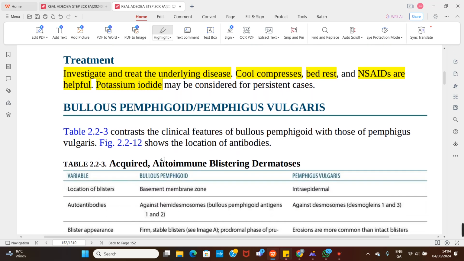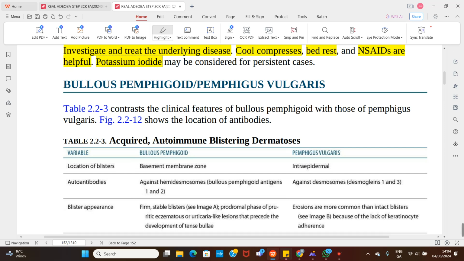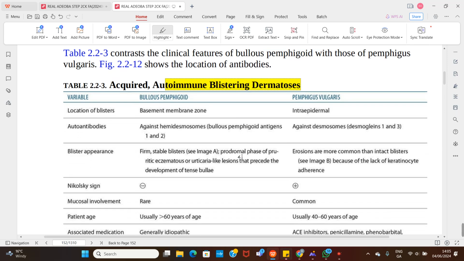So moving on to bullous pemphigoid and pemphigus vulgaris. So these are autoimmune blistering dermatoses. So they cause blisters. So once you see blisters in an elderly person, think about your bullous pemphigoid, think about your pemphigus vulgaris. Blisters in an adult, 40 to 60 or 60 and above, think about your bullous pemphigoid, think about your pemphigus vulgaris. So we need to know the difference between them.